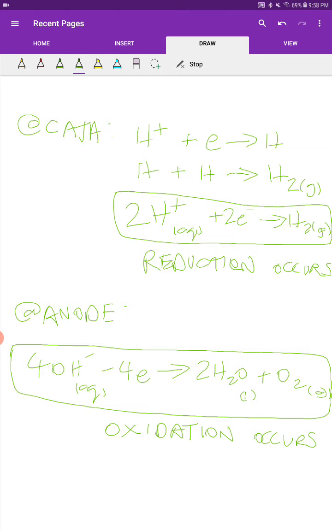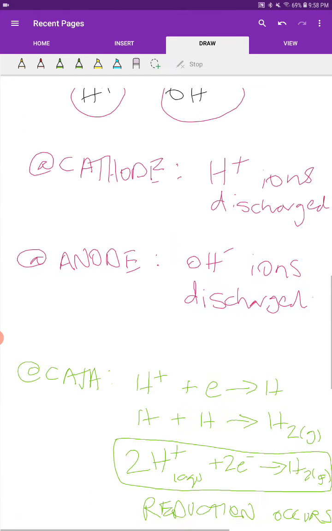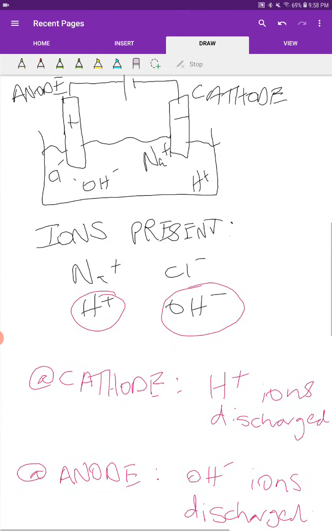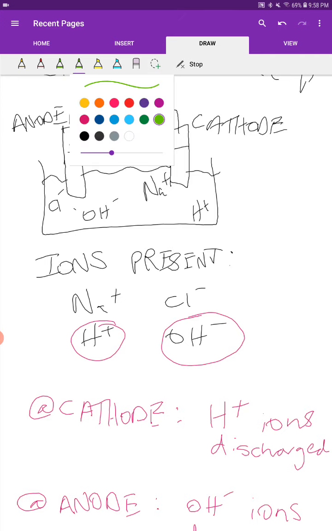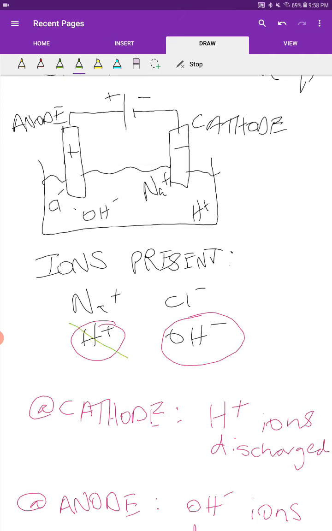Okay? So, one other thing you can be asked is about the changes in the electrolyte. Now, in this case, because we are removing hydrogen and we are removing hydroxide, those are the ions that are getting discharged, what is happening to the electrolyte? The electrolyte is just becoming richer in sodium chloride. So it's becoming more concentrated in sodium chloride.